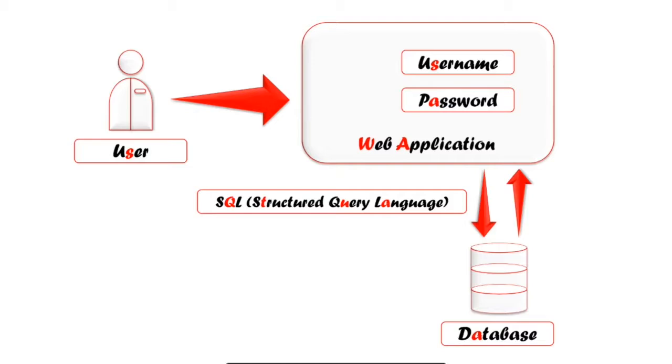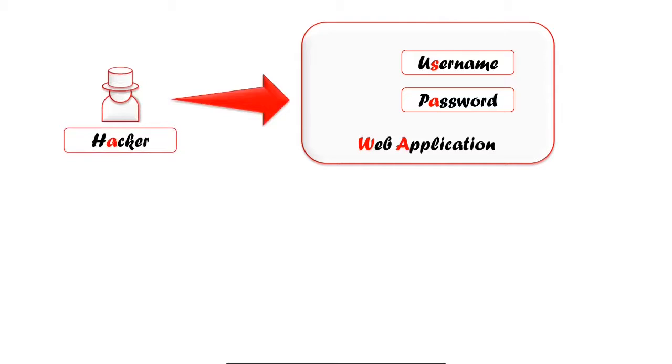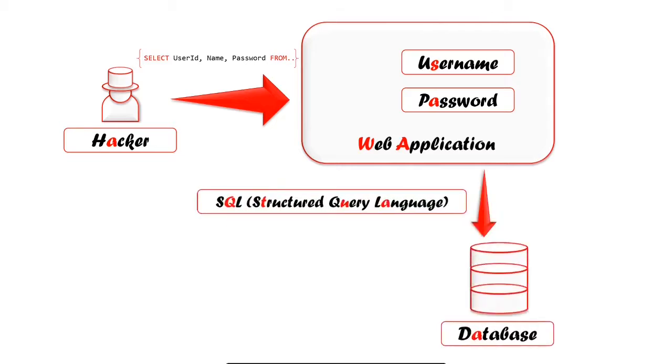Now, let's take the same web application, and in this scenario, the web application is vulnerable to SQL injection. So what a hacker will do is directly inject a SQL query into the username field instead of providing the proper credentials to the web application. Since the web application is vulnerable, it will accept that SQL query as input and send that to the database for processing. The database might think that it is a usual system command and it will process it and return the result to the web application.